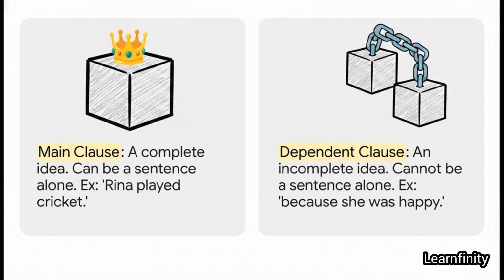The second part is the dependent clause. I like to think of this one as a shy friend. It's an incomplete idea, something like because she was happy, and it really needs the main clause to make any sense. It depends on it, right?